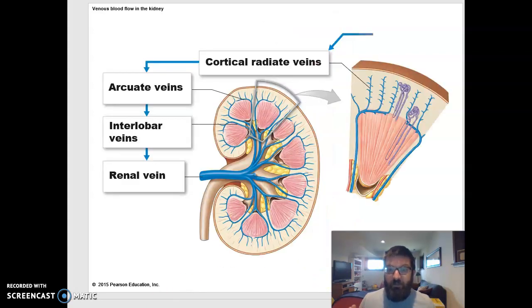Now, blood leaving the kidney is going to have a very similar pathway to blood entering the kidney. Those peritubular capillaries or vasorecta are going to dump into cortical radiate veins, which are going to dump into arcuate veins, which are going to dump into interlobar veins. This should sound very familiar compared to the arteries on the way in. But those interlobar veins are going to dump right into the renal vein. There are no segmental veins. So that's one difference between the arteries and the veins. Then the renal vein will dump into the inferior vena cava, which, as you know, dumps right back into the right atrium of the heart.